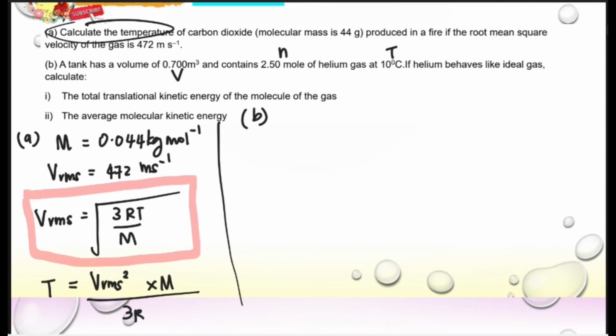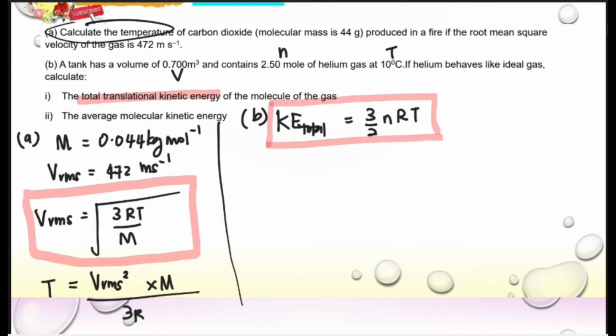So kita nak kira, okay, tengok betul-betul kat sini. This one is total translational kinetic energy. So when we talk about total translational kinetic energy, okay, total, so the formula is equal to 3/2 nRT. Okay, jangan tersilap nRT.